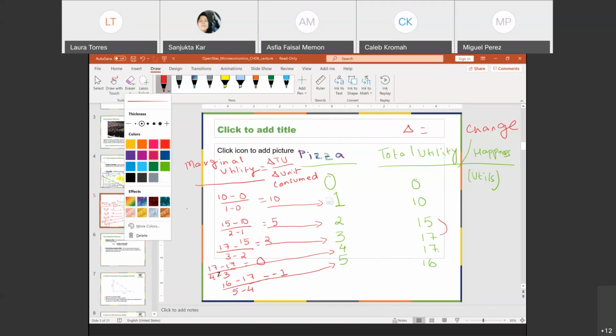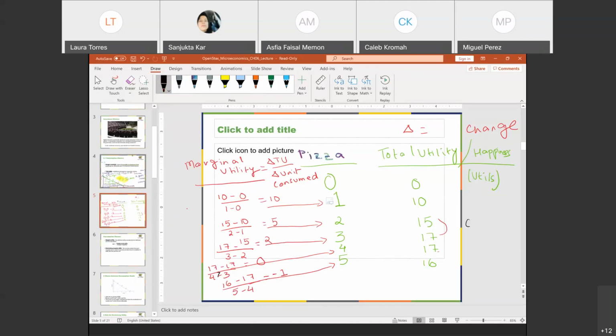So my question to you here is, what are my observations? My total utility, I'm going to abbreviate as TU, and this marginal utility, I will abbreviate as M. I would say my total utility is increasing at a decreasing rate.